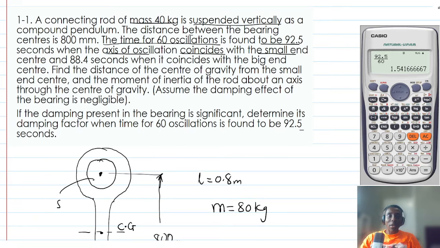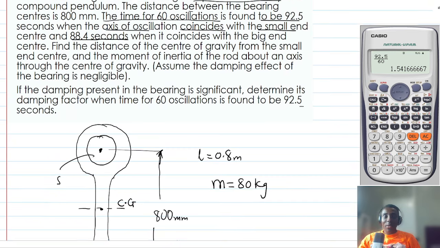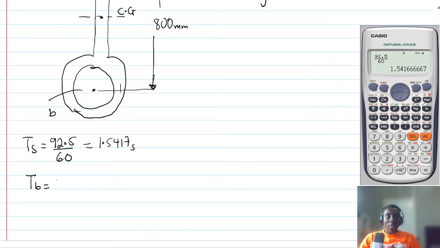Essentially you calculate the period for the bigger one, where it was 88.4 seconds when the axis coincides with the big end center. So essentially the big end center will take 88.4 seconds, and then you want to divide it by the 60 oscillations so that you get the period for each oscillation. That's essentially what you want to do.